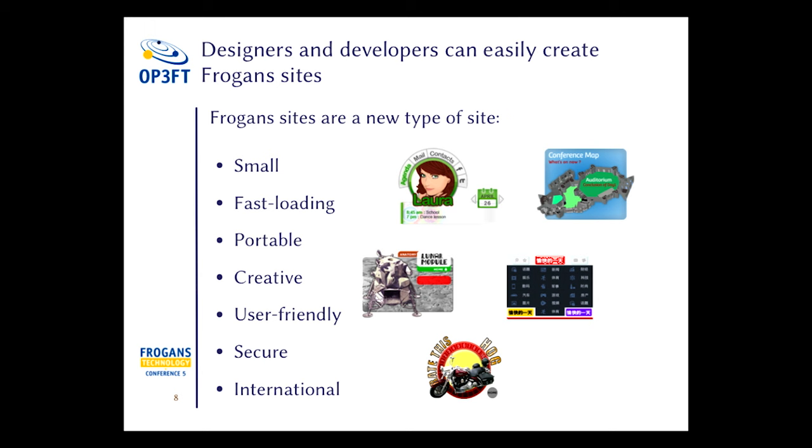I talked about Frogans, so the Frogans sites. Let me just clarify this. Frogans sites are a different type of sites. We're not recycling old or existing technologies to make them better. Frogans is completely new. We're creating our own sites with their own features. And remember earlier on I was talking about the online publishing landscape. Here are the particularities of Frogans sites.